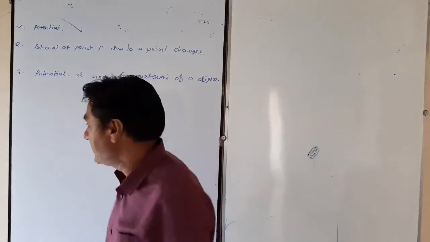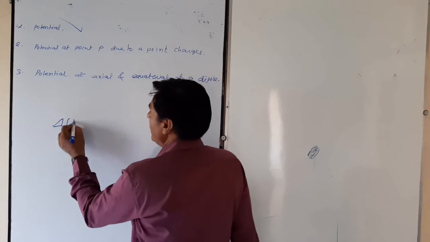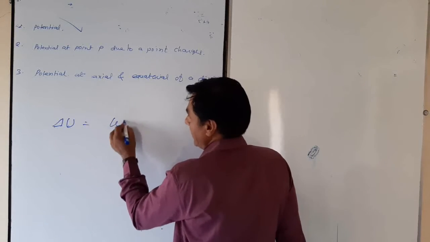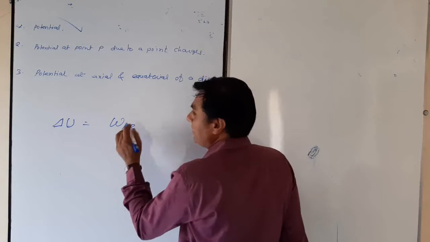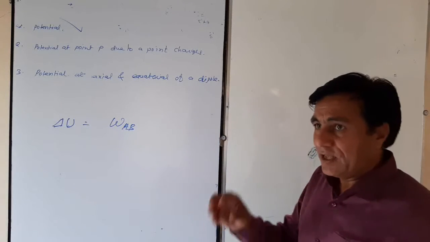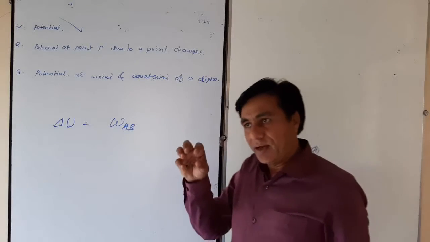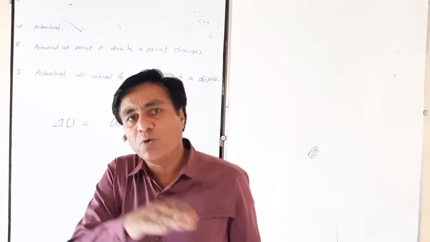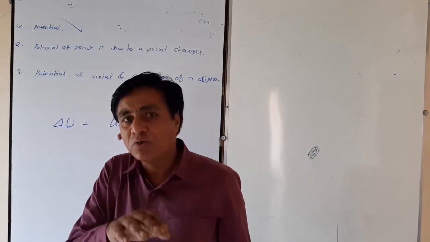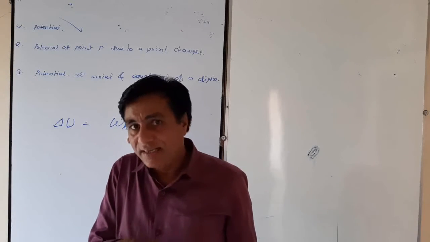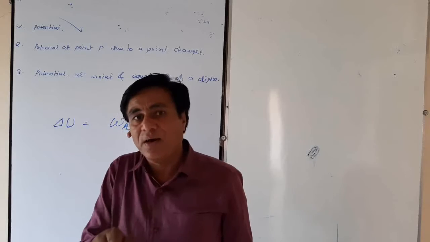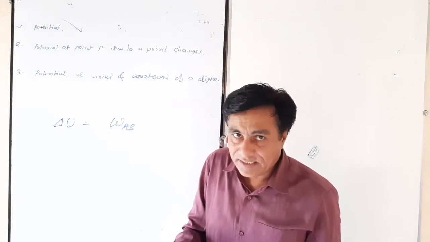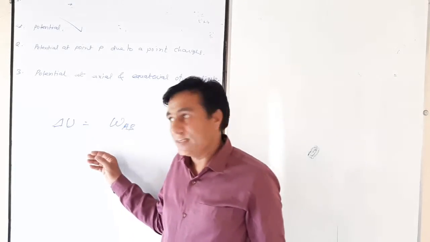That potential energy ΔU is equal to the work done, yes, from A to B in shifting point charges, from the point A to point B. We have to do work against the electric force. That work is stored in the form of potential energy of that point charge.